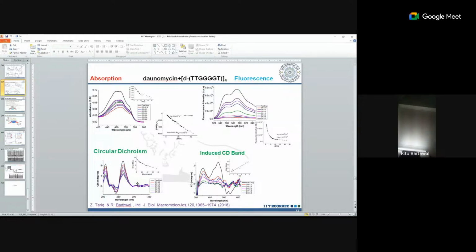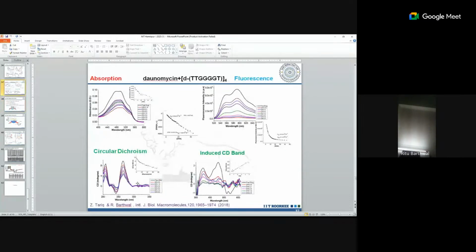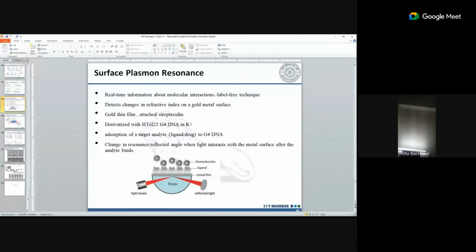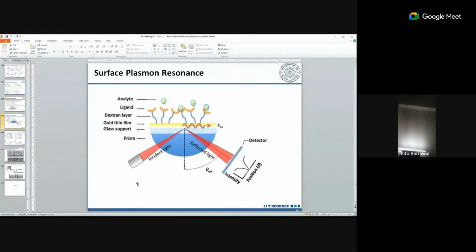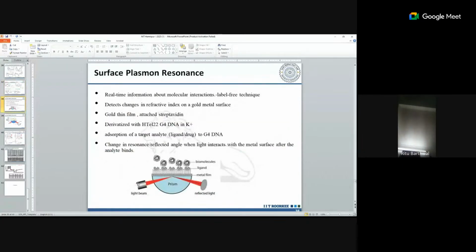And lastly, I will tell you about real-time binding. It's a label-free technique, the latest technique. It has come 5-10 years back. In this technique, it's a real-time binding experiment. We have a metal film over here, which is silver or gold. In most cases, we use a gold thin film. You have a light which gets reflected over here. It is total internal reflection. On this, we put our ligand. Ligand in this case, we refer to the word as ligand, but actually it is DNA.